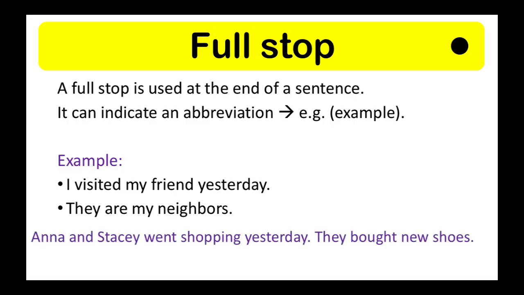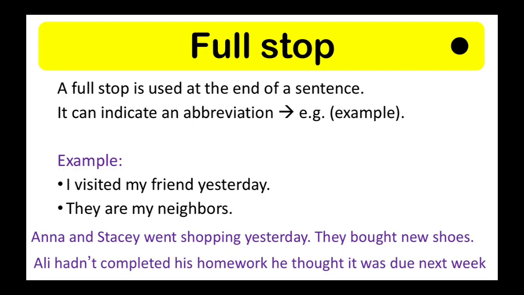Anna and Stacy went shopping yesterday. They bought new shoes. In this example, we have two independent sentences with no conjunction, comma, or semicolon. Therefore, a full stop is required.